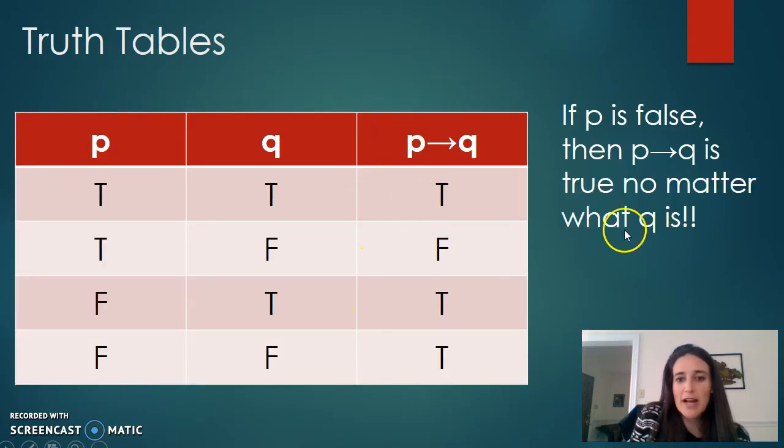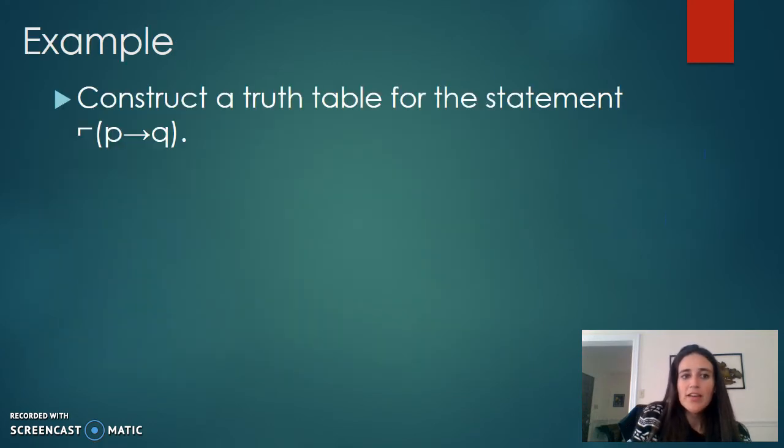So again, just make sure you're writing down each of these truth tables because they will serve as definitions for each of the 5 logical connectives. All right, now that we have these 5 connectives defined, we can use them to construct truth tables for any mathematical statement that we want.